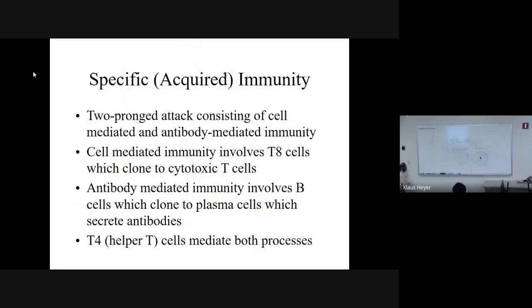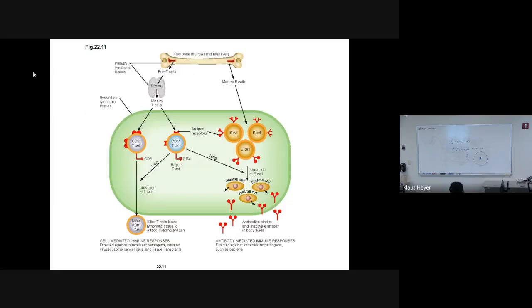Specific immunity is more serious. So you see I've written about a few different types of cells up here. On the second bullet point, there's T8 cells. On the fourth bullet point, there's T4 cells. And then you see B cells. So there are 3 types of cells. Let's see if I've got a picture of it. I'll come back to this. It's a 2-pronged attack, right? So it's going to involve 2 types of cells, 3 types of cells.